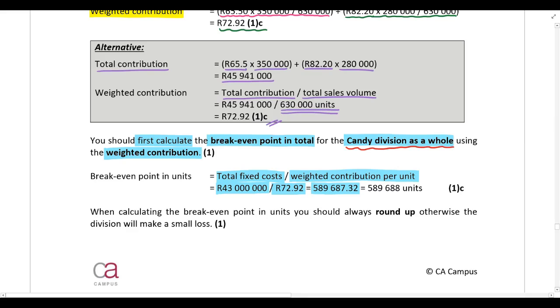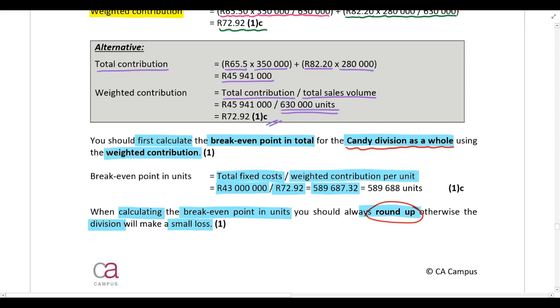And please remember, guys, you always need to round up. If you round down to 589,687 units, then the division will not break even. They'll make a small loss. So you always need to round up. Now, you know that because you always do that in your calculations, but make sure that you explain that. So when calculating the break-even point in units, you should round up, otherwise the division will make a small loss.